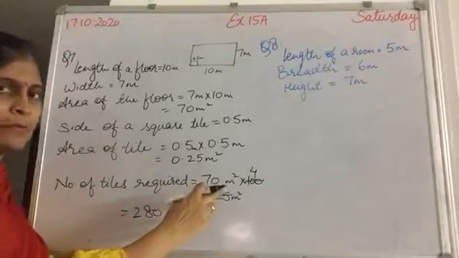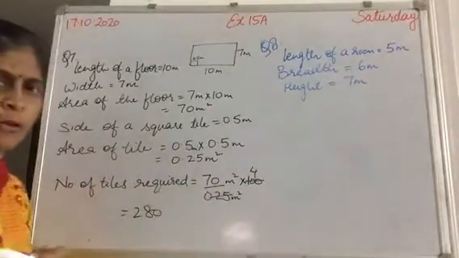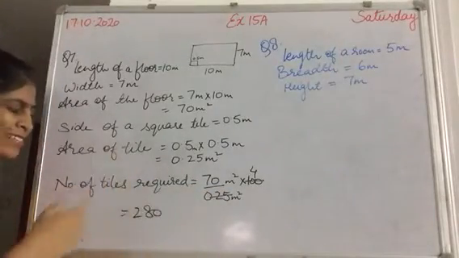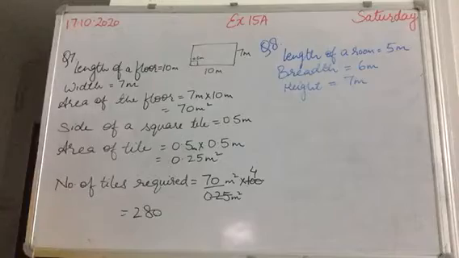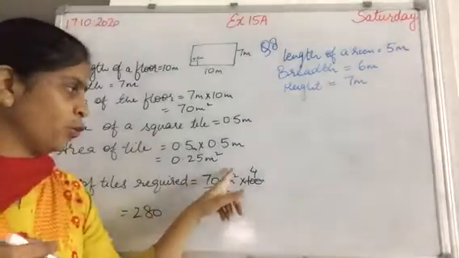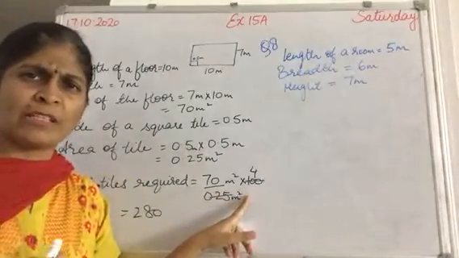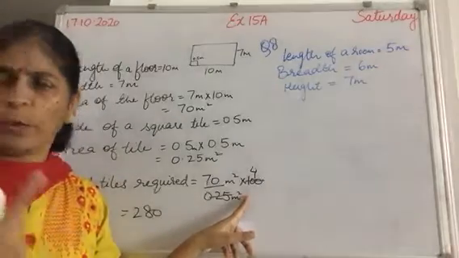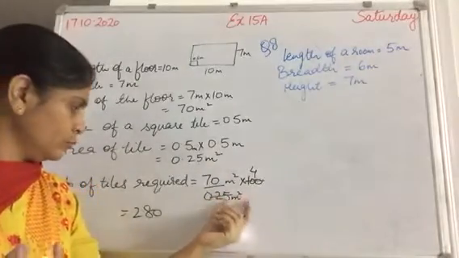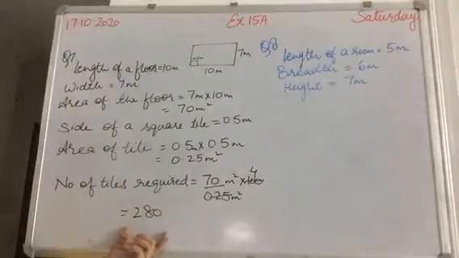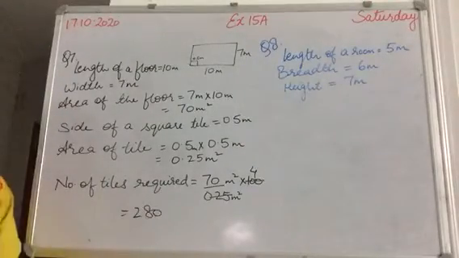Now students, meter square and meter square, if you apply the law, it will be cancelled, it will be subtracted, and there will be m raised to the power 2 minus 2, it will be m raised to the power 0, which is equal to 1. So only 280 tiles will be required. So final answer you write by yourself.